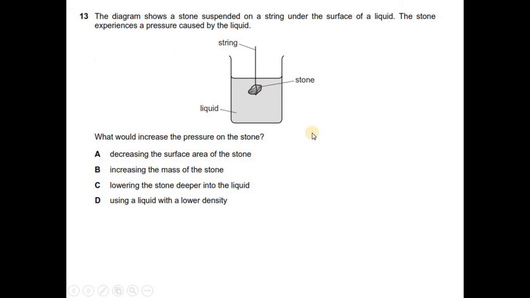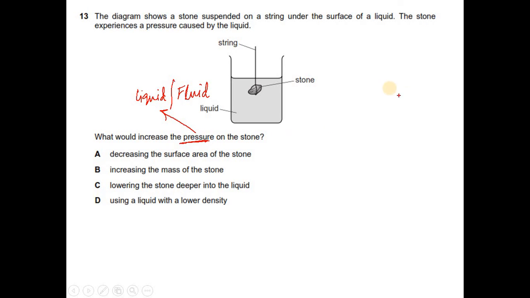Question number 13. The diagram shows a stone suspended on a string under the surface of a liquid. The stone experiences a pressure caused by a liquid. What would increase the pressure on the stone? So it's all about pressure due to liquid. Due to liquid, or sometimes they might say fluid. Any types of fluid, liquid or fluid.